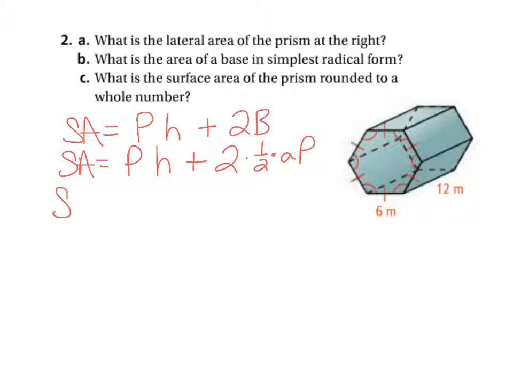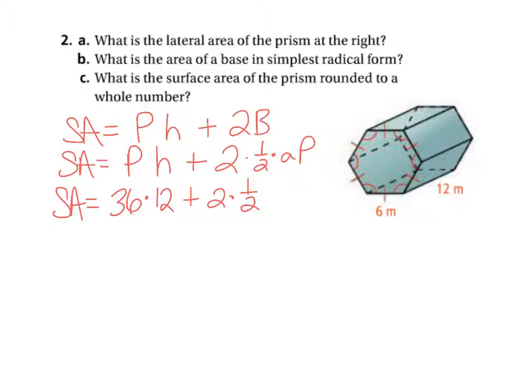Let's see what we know here that we could fill in. The perimeter of the base. Remember, the base is the hexagon. And they tell us right here that a side is 6, and we have 6 sides, so your perimeter is 36. And remember that the height of your prism, if it was sitting on its base, would be 12 units high. Plus 2 times 1/2, those are going to cancel nice for me.